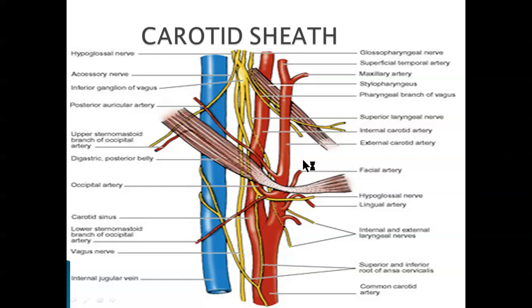So the important structures of the carotid sheath are three, and this must be remembered for exam purposes: the internal jugular vein, the vagus nerve in the middle and posterior, and then the common carotid or the bifurcated part, that is the internal carotid artery. Remember, the external jugular vein is not a part of your carotid sheath. All right.